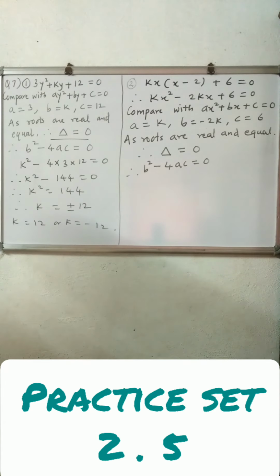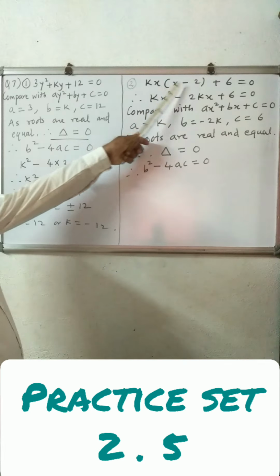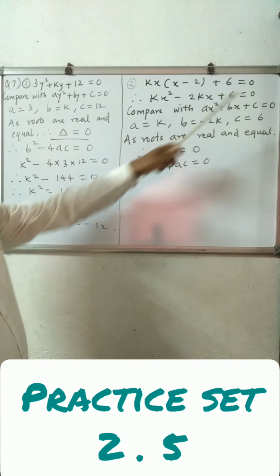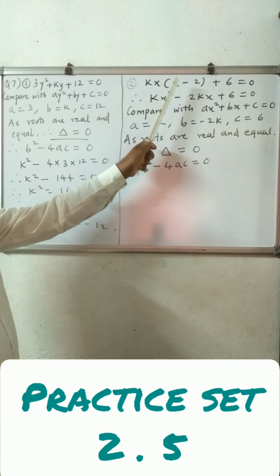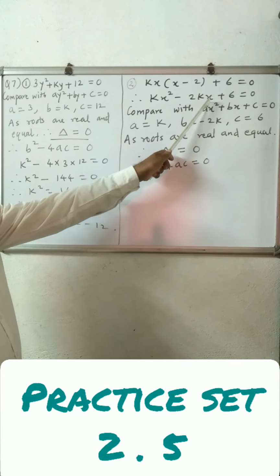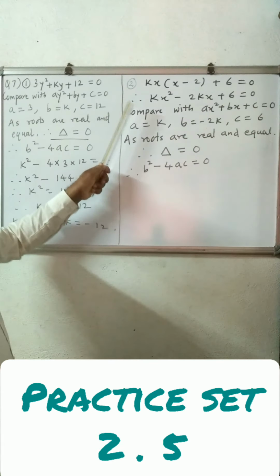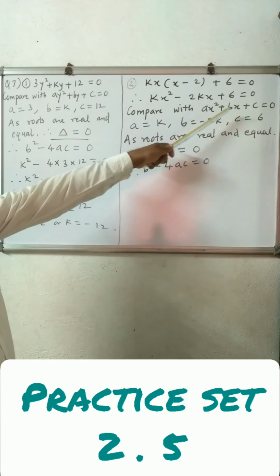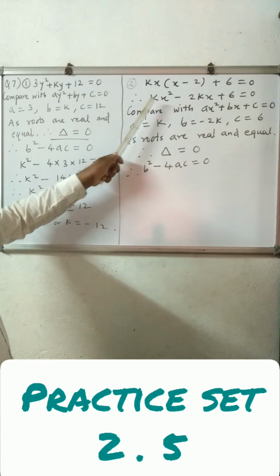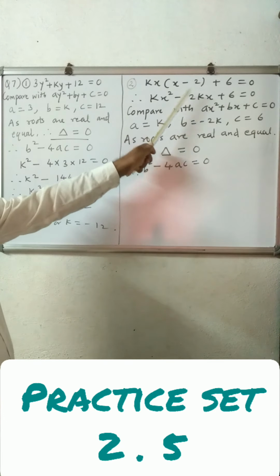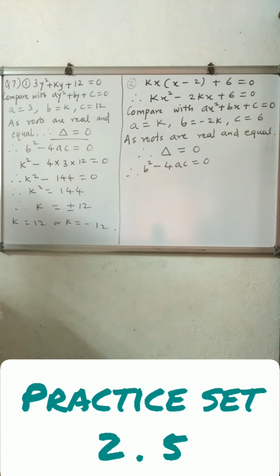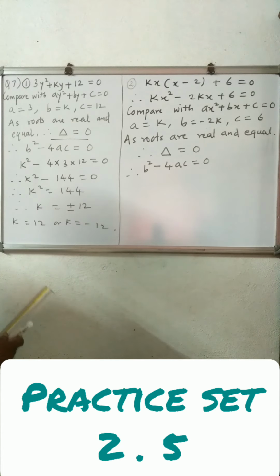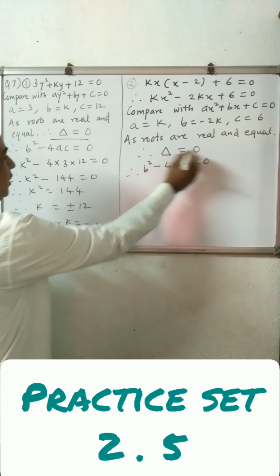Now, second example. kx into x minus 2 plus 6 is equal to 0. So first multiply this. kx into x is kx square. kx into minus 2 is minus 2kx plus 6 is equal to 0. So comparing with ax square plus bx plus c equal to 0, the value of a is equal to k, b is equal to minus 2k, and c is equal to 6. Now it is given that the roots of the quadratic equation are real and equal. Therefore, delta is equal to 0.